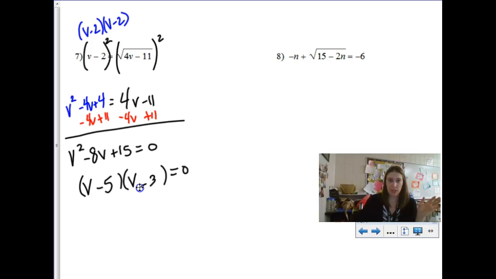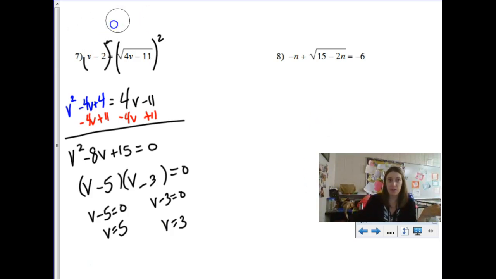My tablet's not working. Okay, so now we're going to take our 2 factors and we're actually going to solve them. So v minus 5 equals 0 would give you v equals 5, and v minus 3 equals 0 would give you v equals 3. Now again, before I commit to these 2 answers and I say they're both good, I have to go back and check to make sure they work. So let's start by plugging in the 5.